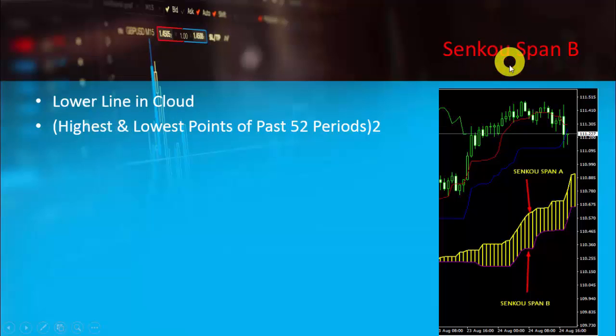So Senkou Span B is calculated by taking the highest and lowest points of the past 52 periods, and then it is plotted 26 periods ahead. Now both of these, Senkou Span A and Senkou Span B, are plotted 26 periods ahead. Now we will see it on our MT4 also.